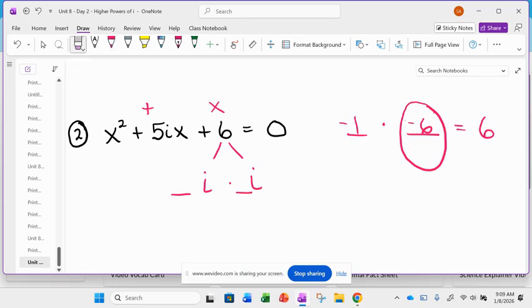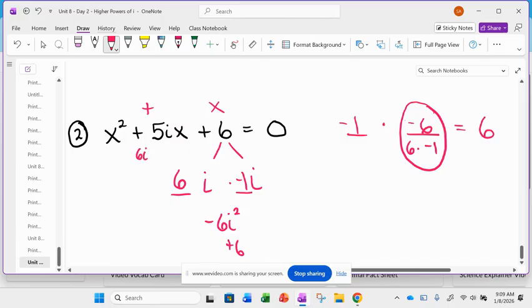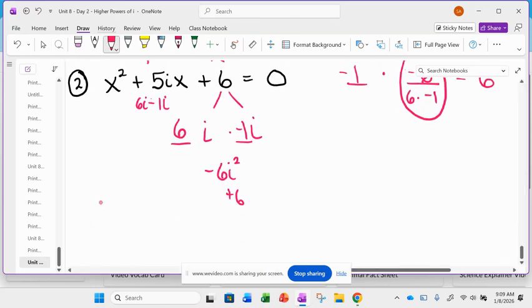So what are other factors of negative 6 that could add to 5? Amanda? You got it. We can do positive 6 times a negative 1. So here we're going to have positive 6 and a negative 1. Let's check this out. So 6i times a negative i gives us negative 6i squared. Isn't that a positive 6? And now check here, 6i minus 1i, isn't that a positive 5i? So we guessed correctly. So now we're going to make our double set of parentheses and we're going to have an x plus 6i and an x minus i.